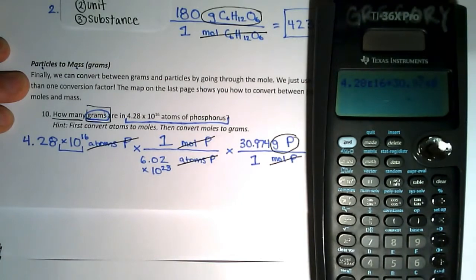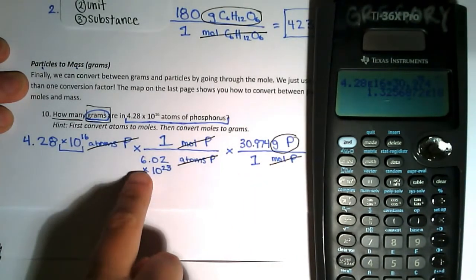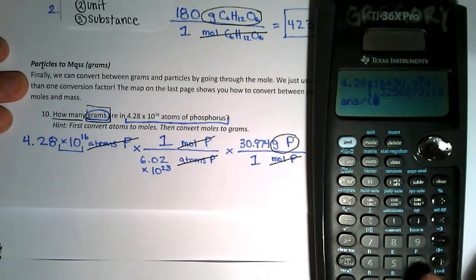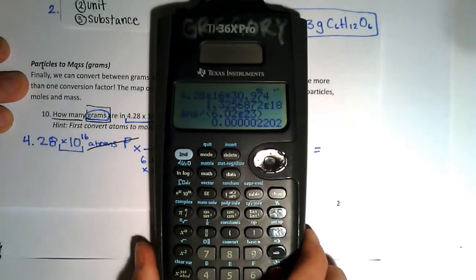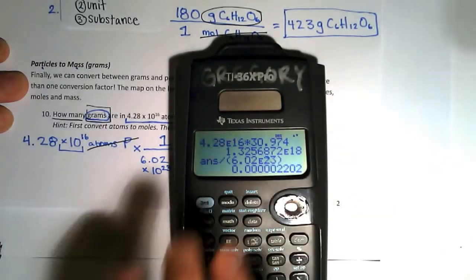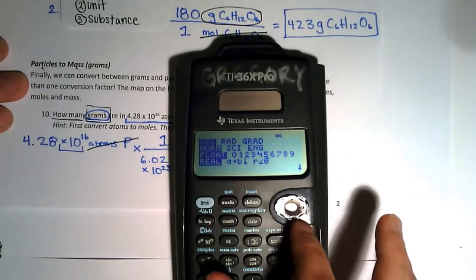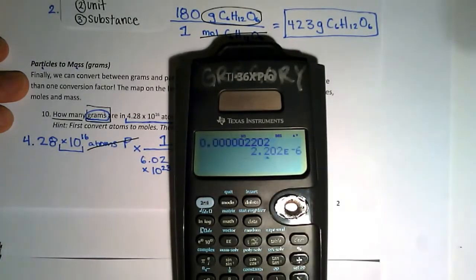I'm going to hit enter and get that first answer, and then I'm going to divide by everything in the denominator. So I need to divide by 6.02 times 10 to the 23rd. So divided by, and I'm going to put it in parentheses, 6.02 e to the 23rd. Close parentheses, hit enter. This time, my number comes out with a whole bunch of zeros at the front, and this would not be an appropriate way to list an answer. This needs to go in scientific notation. To make my life easier, I'm going to switch my calculator into scientific mode so I don't accidentally mess up counting my zeros.